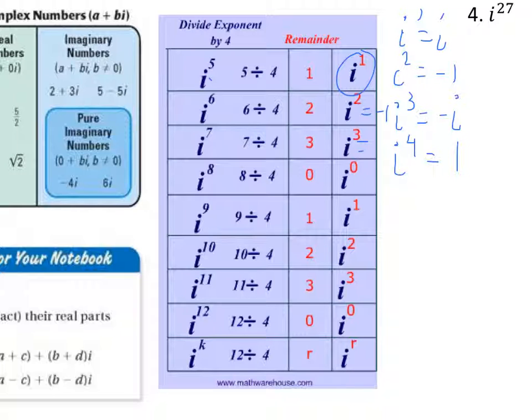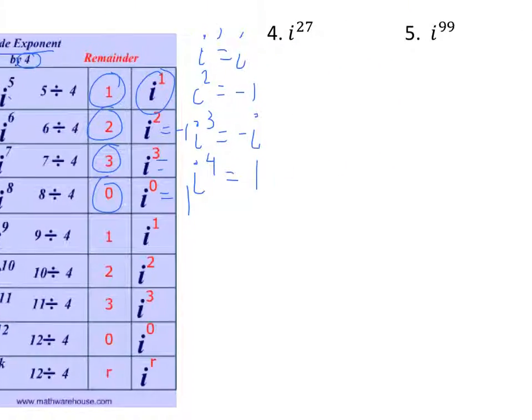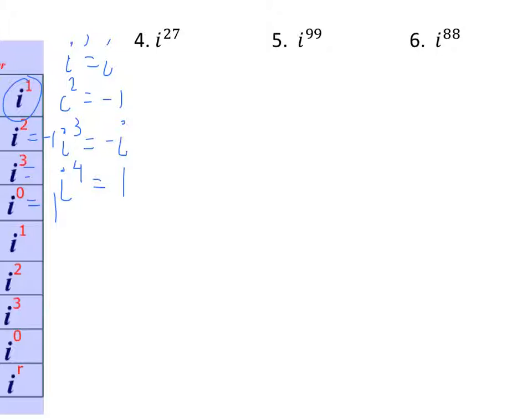So what you need to do is you divide the exponent by 4 and focus on the remainder, because that's what it is. Okay? And i to the 0, anything to the 0 power is 1. And then see how they repeat? That's something that will help you. So let's look at an example of that. Let's go with some old school division. Well, 4 goes into 27 6 times, with a remainder of 3. So that's i to the third power, which is negative i.